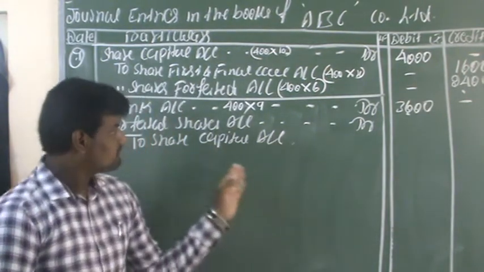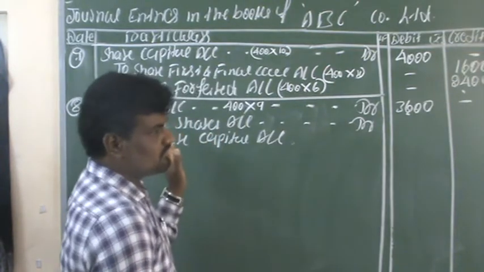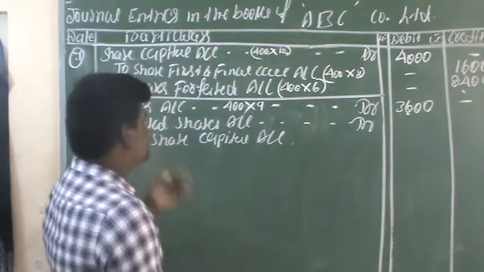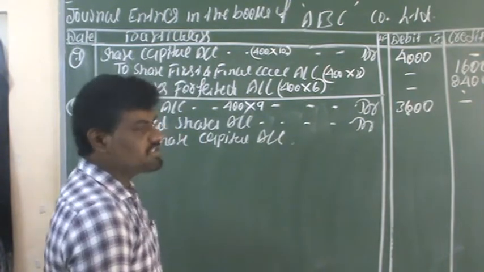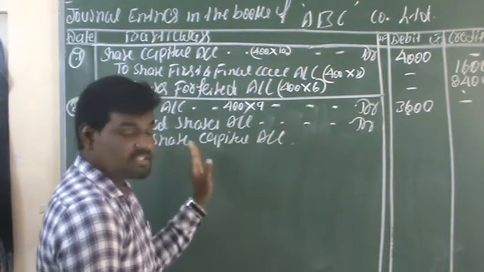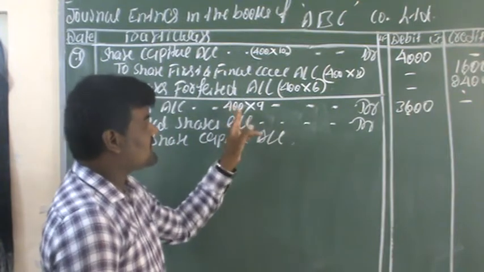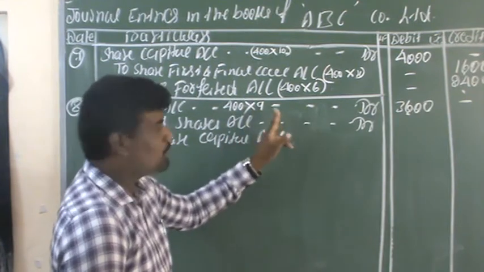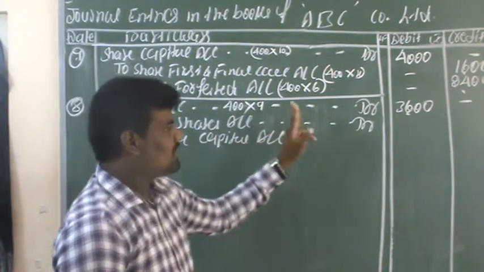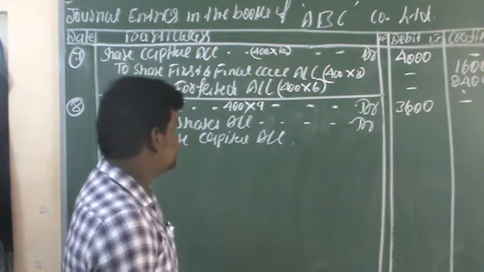So here is the next entry for the reissue of forfeited shares. At the time of reissuing these forfeited shares, the entry is bank account debit, forfeited shares account debit to share capital account. At the time of reissuing 400 shares, they are reissued at a cost price of rupees 9 per share. 400 shares into 9 per share means you will get 3,600 rupees from the public.